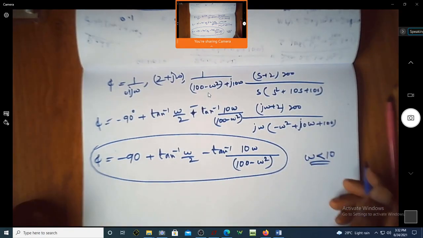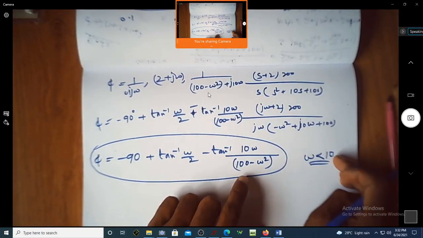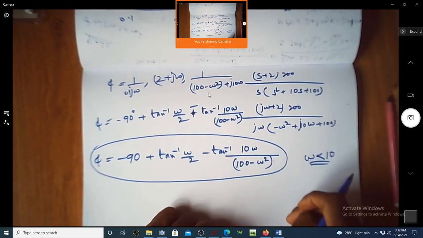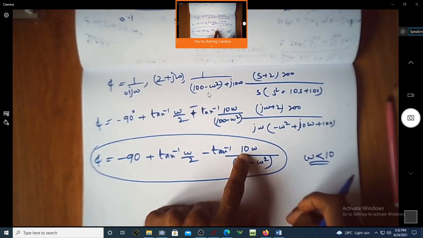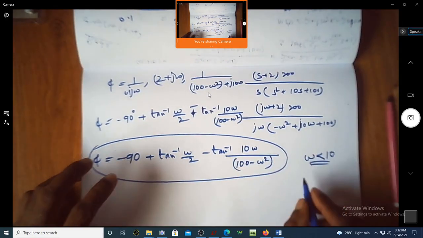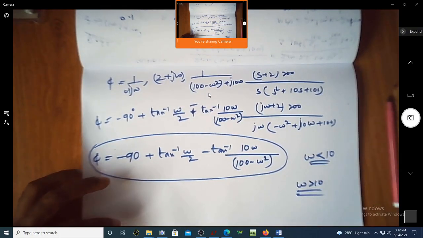Why is it less than 10? Suppose omega is equal to 10, what happens to this? That will become infinity, or will it again become minus 90 degrees? 90 degrees. So for values of omega greater than 10.